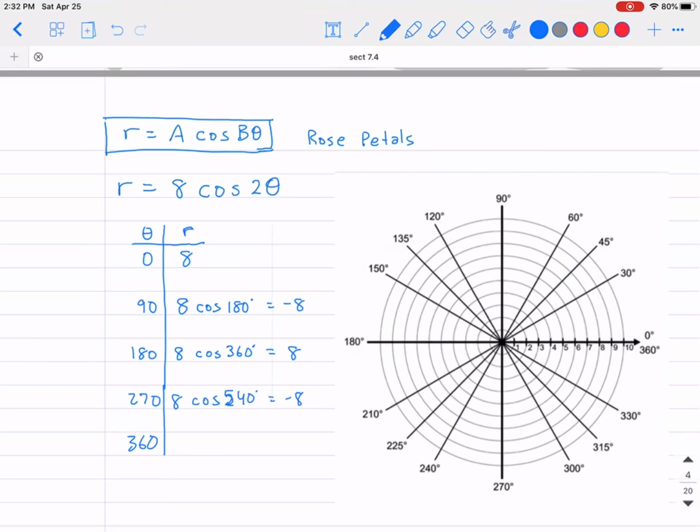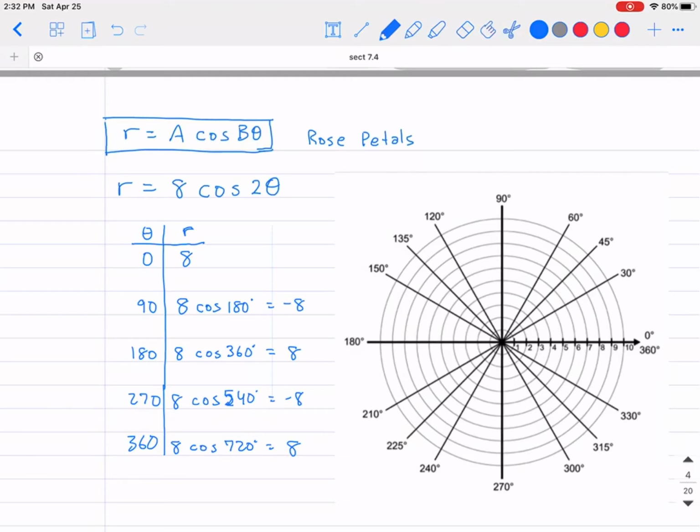Then 8 multiplied by the cosine of 270 times 2, so that's 540, gives us negative 8. And finally, 8 multiplied by the cosine of 720 gives us 8 once again. Now, you can see that's a little strange already because we're only getting 8 to negative 8, so that tells me I need a little more information to work with.